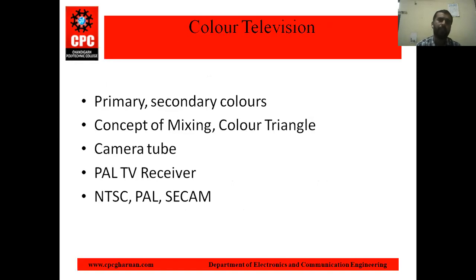Next is color television. In color television, we have studied the different primary colors and secondary colors. As we know, there are three primary colors: RGB, that is red, green, and blue. These are your primary colors. Secondary colors are those colors which are formed with the help of primary colors. Next is color mixing, how colors are mixed. There are two types of color mixing: addition of colors and subtraction of colors.